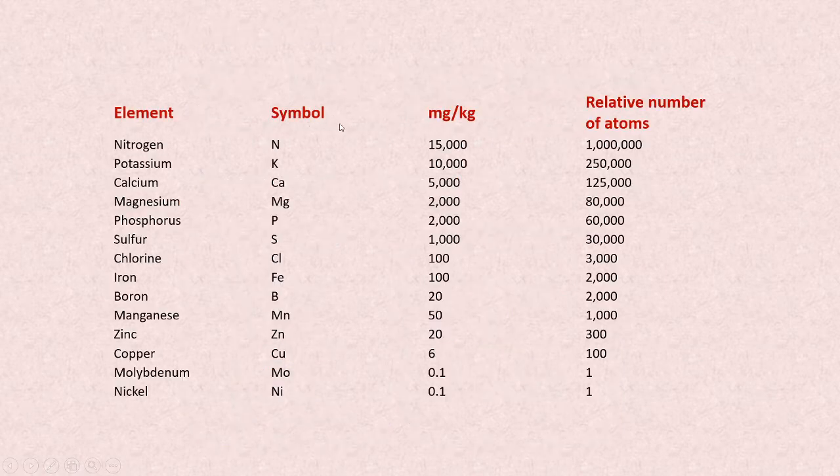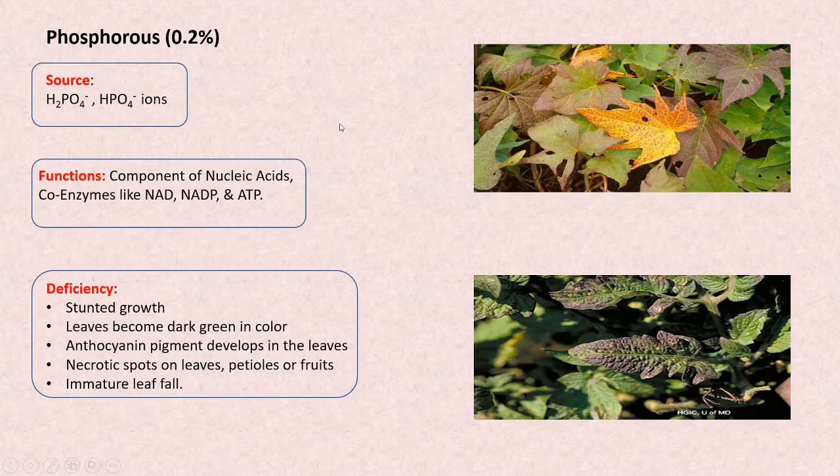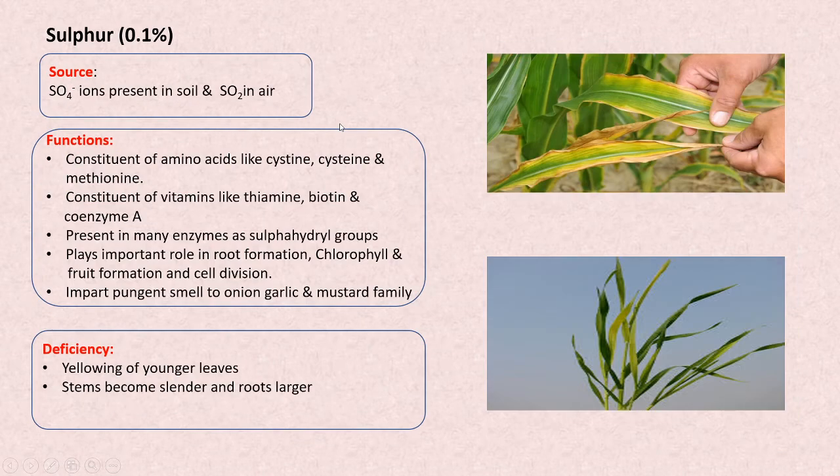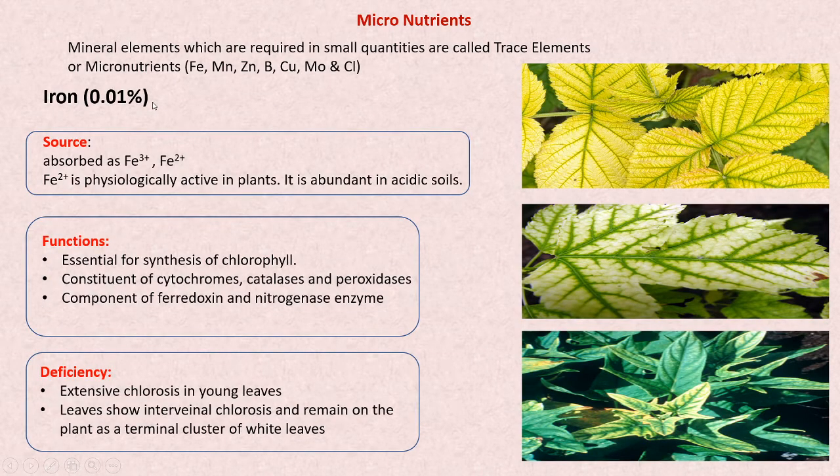Micro elements. What are the different types of micro elements? These micro elements are also known as trace elements, as they are required only in traces, in very low concentration. So what are the different micronutrients? Iron, manganese, zinc, boron, copper, molybdenum, and chlorine are the different micronutrients. So we will see one by one.